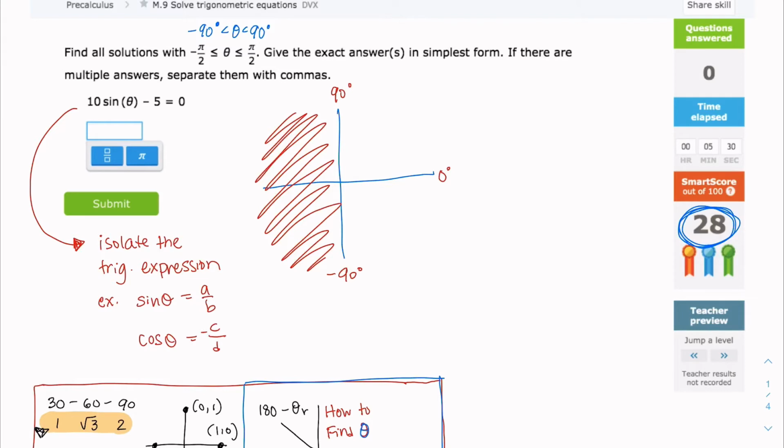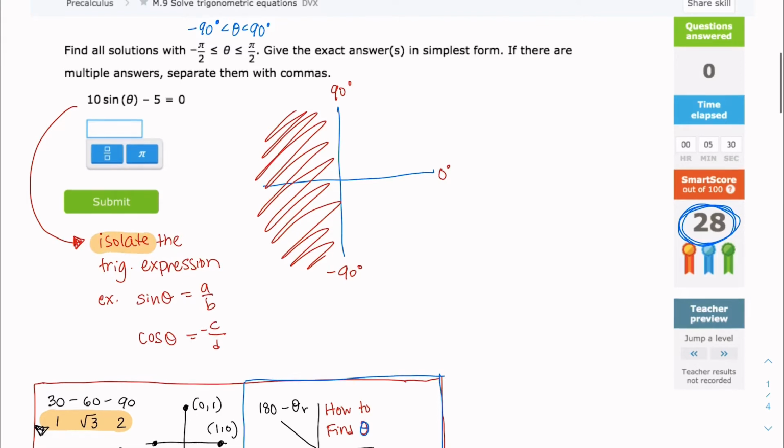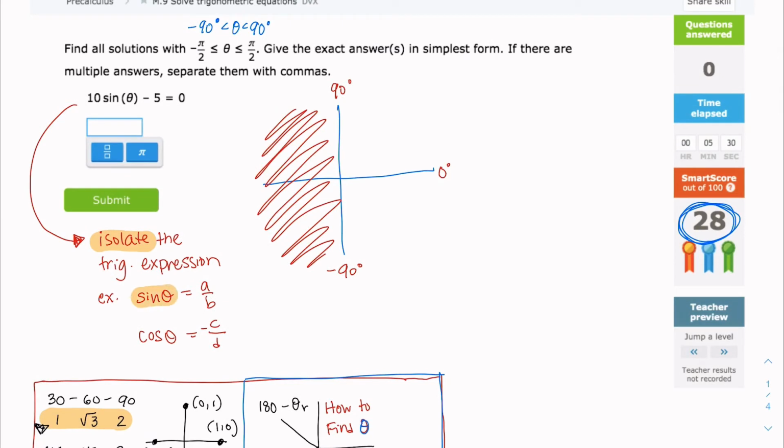Next, it says 10 sine theta minus 5 equals 0. Now notice this looks different from the problems we've been doing. So our first step is going to have to be to isolate the trig expression. So that means we're going to get sine all by itself, or if we had cosine, get cosine all by itself. We'll do that using regular algebra.